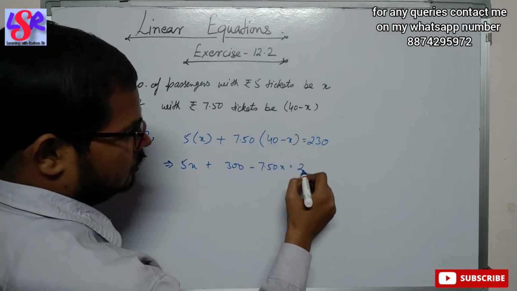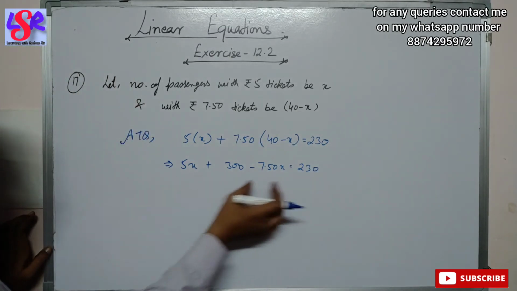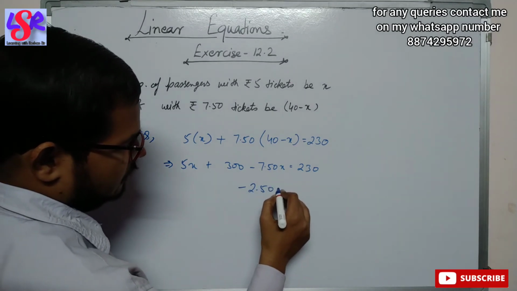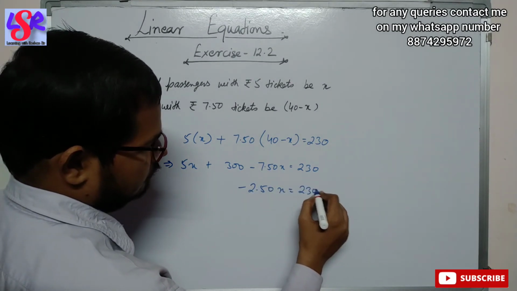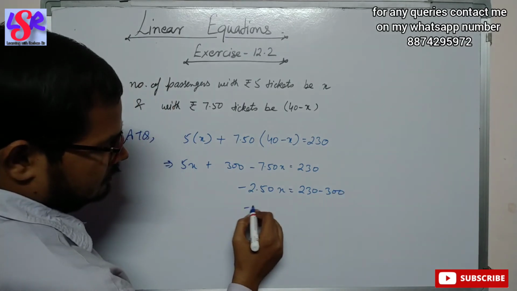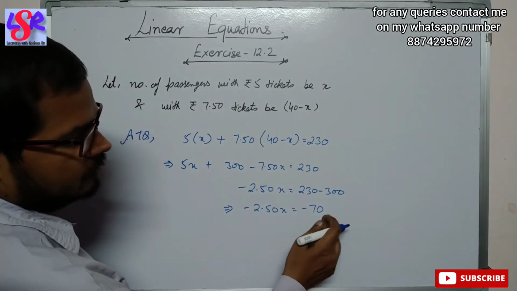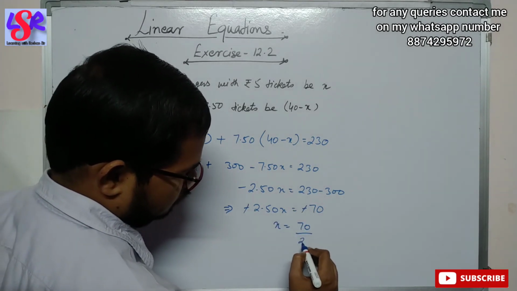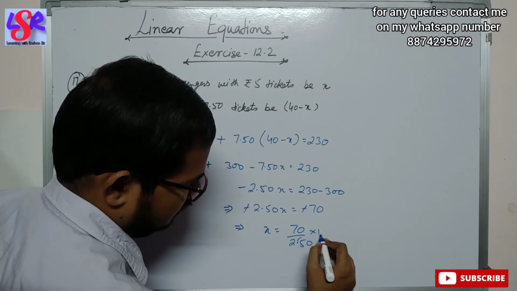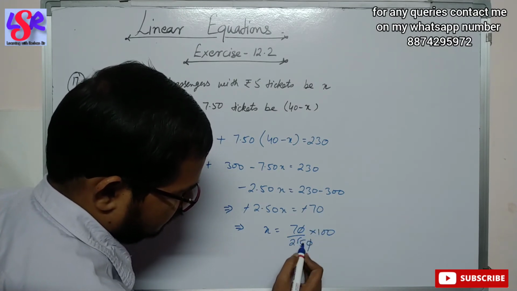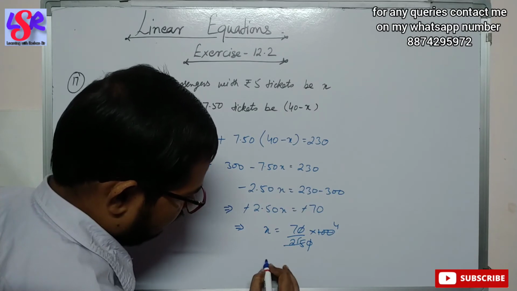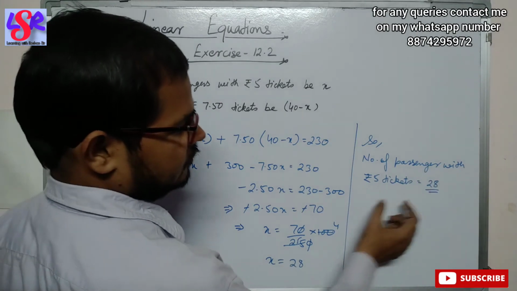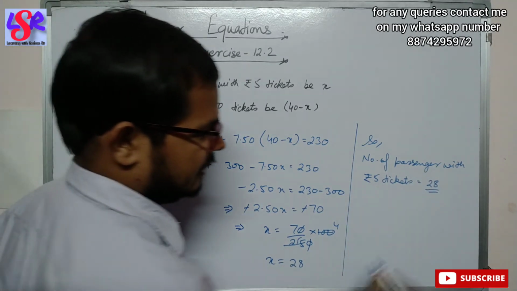7.50x equals 230. Now we can solve the variables and put the constant on the other side and this will be minus 2.50x equals 230 minus 300 and this can be written as minus 2.50x equals minus 70. Minus minus will be cancelled out and x will be equal to 70 upon 2.50. Remove decimal to get 700 upon 25 or 70 upon 2.50. We can cancel 0 with it, 25 4 times and here we get value of x as 28. So the number of passengers with rupees 5 tickets equals 28 as answer.